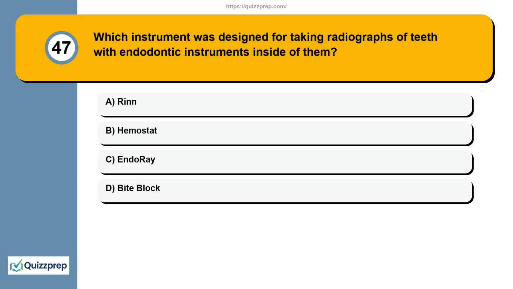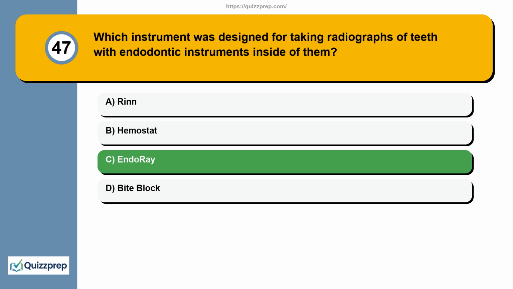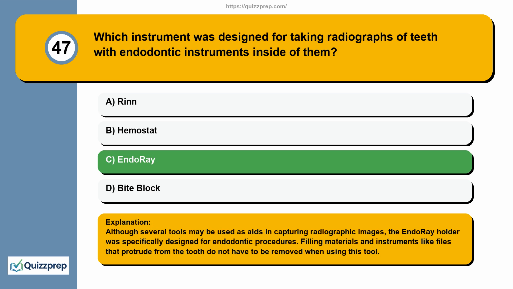Question 47. Which instrument was designed for taking radiographs of teeth with endodontic instruments inside of them? RIN, hemostat, endorrhea, bite block. Although several tools may be used as aids in capturing radiographic images, the endorrhea holder was specifically designed for endodontic procedures. Filling materials and instruments like files that protrude from the tooth do not have to be removed when using this tool.